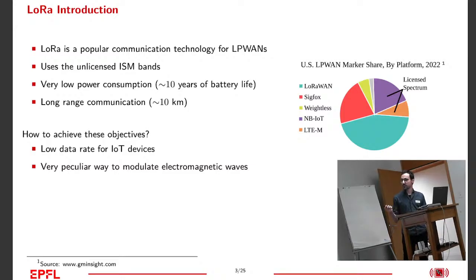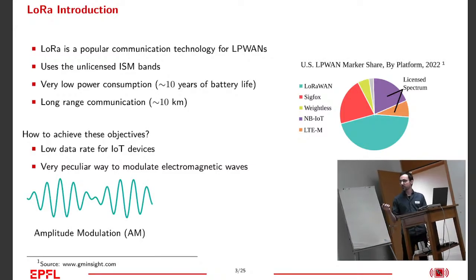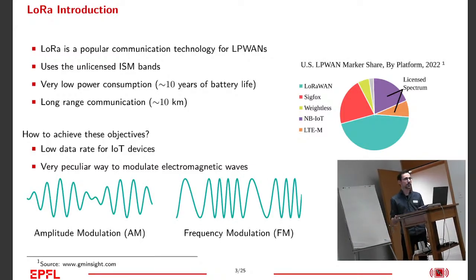So you might be familiar with amplitude modulation or frequency modulation, like FM radio stations. One will change the amplitude of a signal to contain information, one will change the frequency of the signal, and LoRa will have some form of frequency modulation that I will give more details on, but that's a very peculiar way of encoding information, and that's what we wanted to study in our lab.